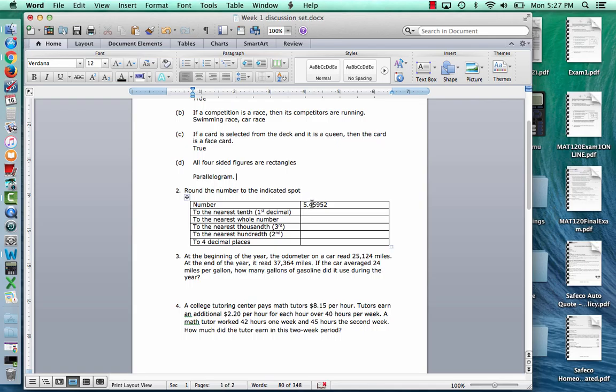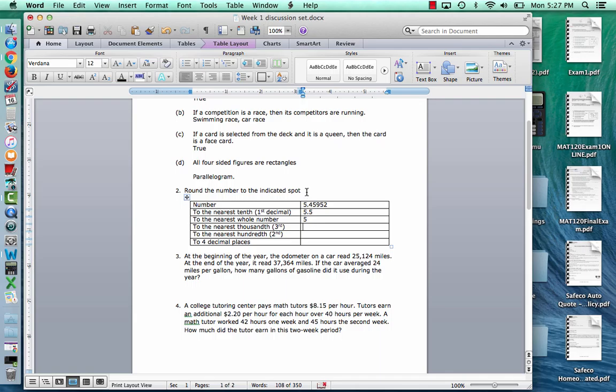Since the number to the right of the 4 is a 5, I'm going to call it 5.5 to the nearest tenth. To the nearest whole number is the actual ones spot, and since the number to the right is 4, we just call it 5.